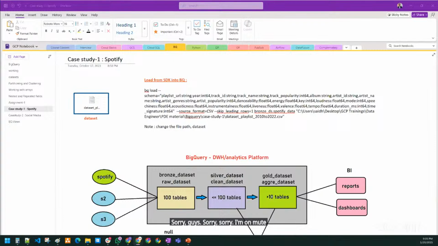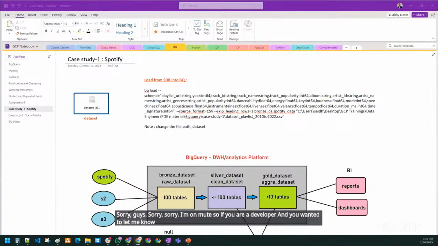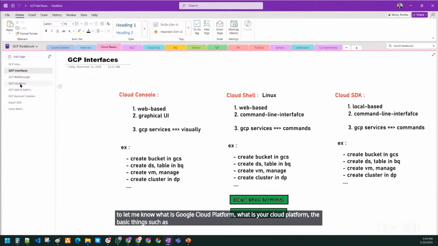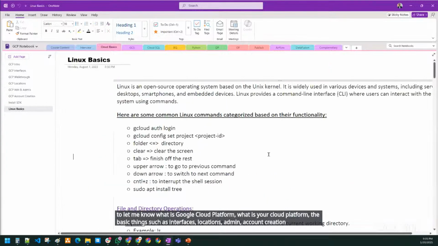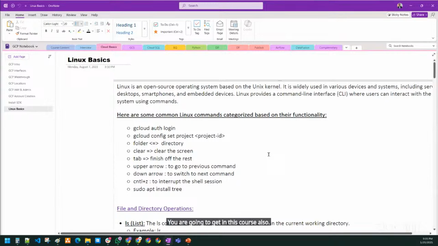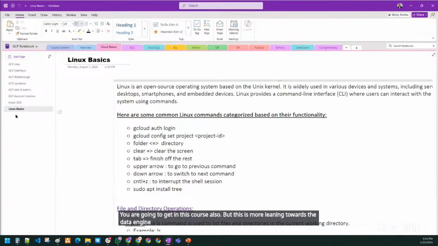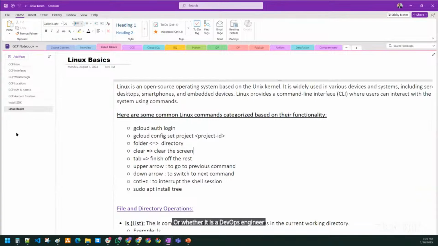So, if you are a developer and you want to learn what Google Cloud Platform is, the basic things such as interfaces, locations, admin, account creation, Linux, these kinds of things you are going to get in this course also. But this is leaning more towards the data engineer. These topics are common for everyone, whether it is an application developer or a DevOps engineer. These topics are the same when you start working on GCP.